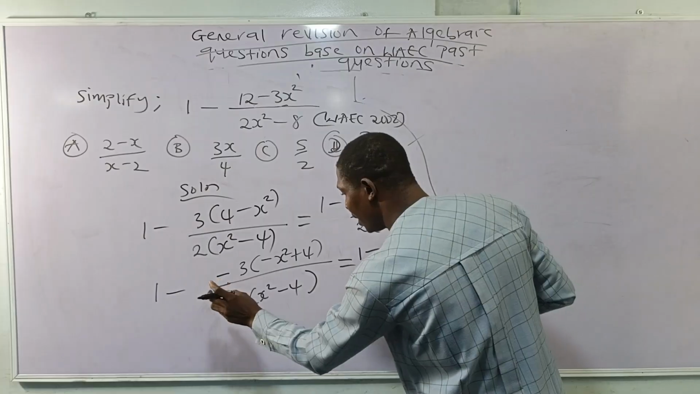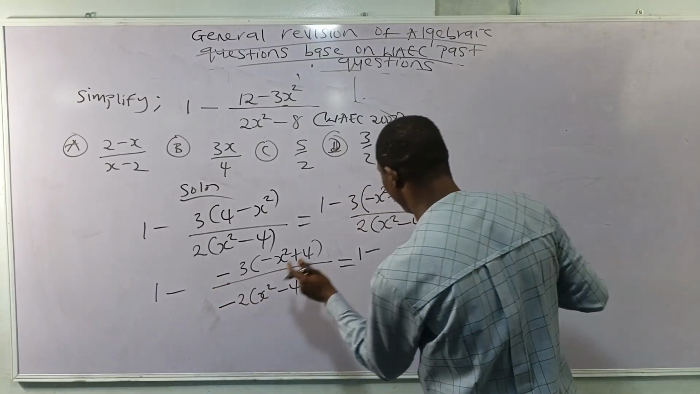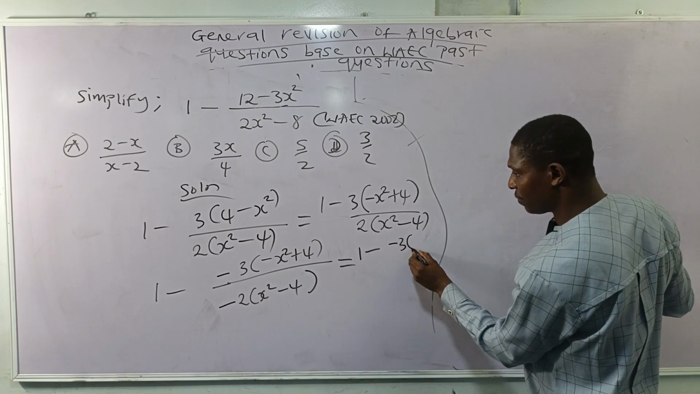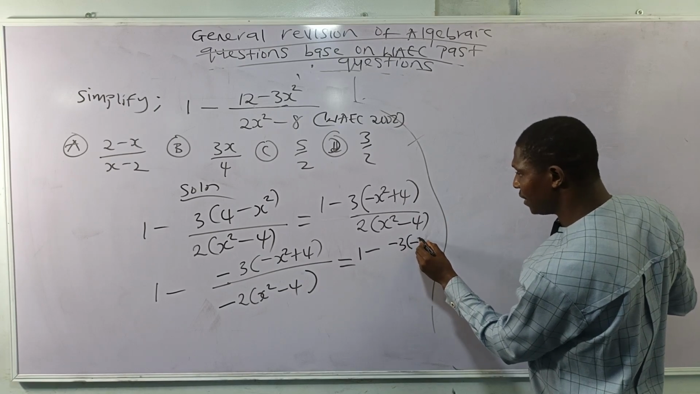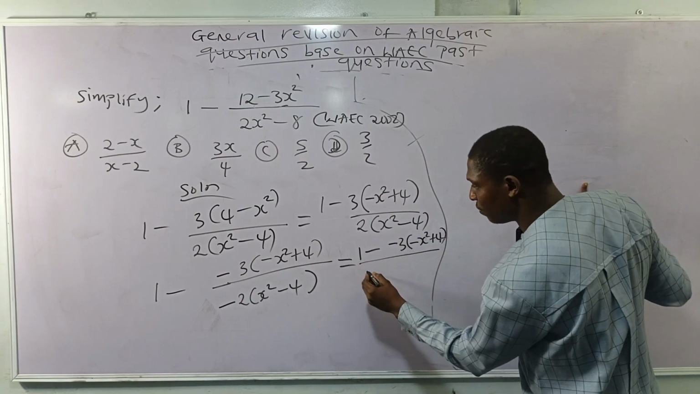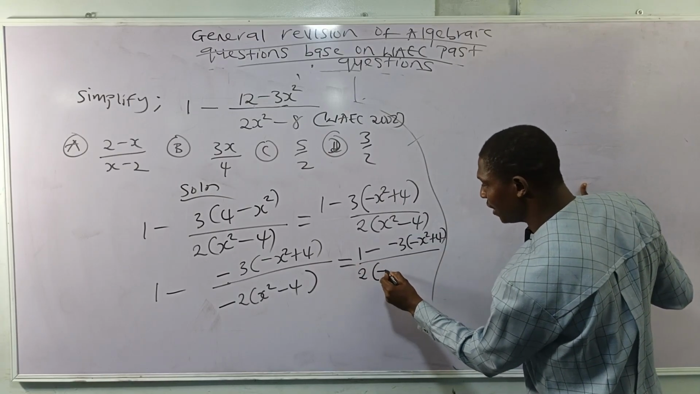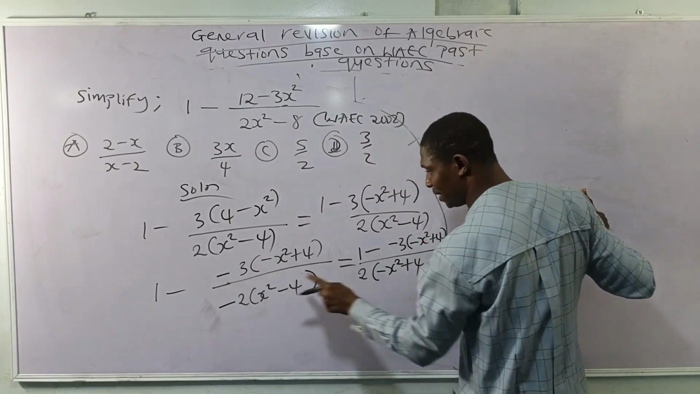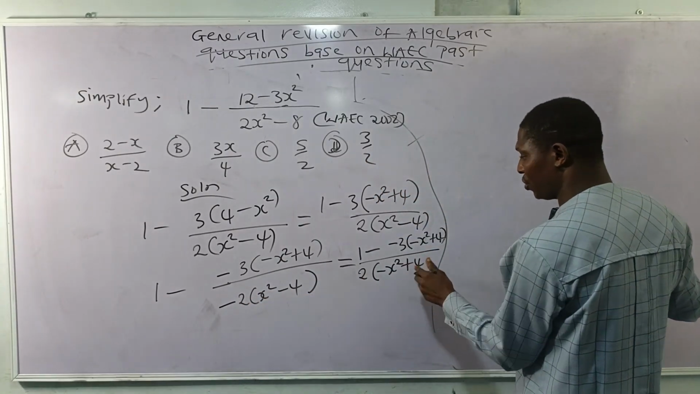Use this negative to multiply here. I'll have negative 3 brackets negative x squared plus 4 all over 2 in brackets negative x squared plus 4. Why? Negative times positive is negative. Negative, negative is positive.